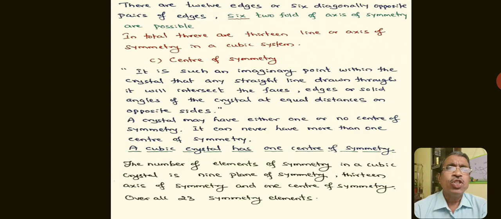How many edges are there in a cube? There are 12 edges in a cube, or 6 diagonally opposite pairs of edges. Hence, we have 6 two-fold axes of symmetry possible. In total, there are 13 axes of symmetry in a cubic system.